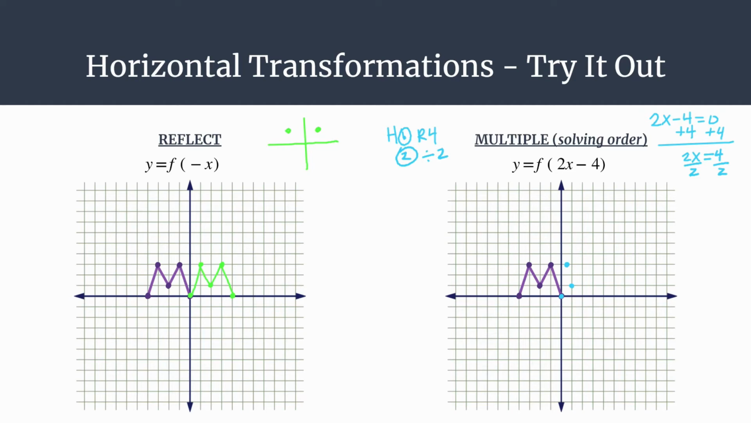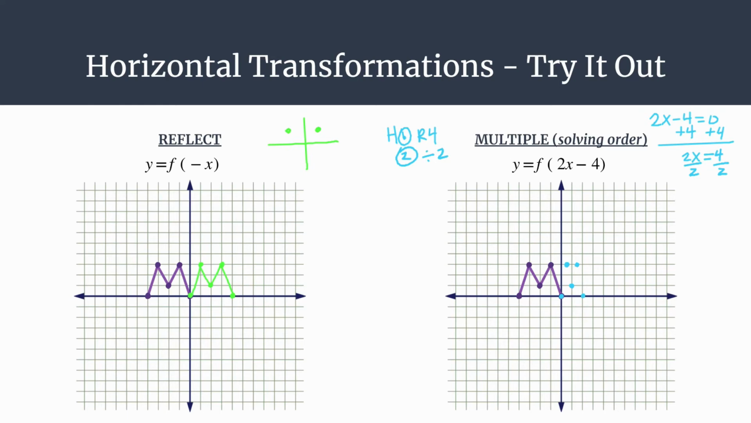All right, fourth purple point. Let's move that one right 4. So we end up first, or as an intermediate, at 3, 3. And then you divide that x coordinate by 2, and you get 3/2, 3. And finally, we move the point that originally was at 0, 0. We move it right 4. So it's at 4, 0. And then we divide by 2.